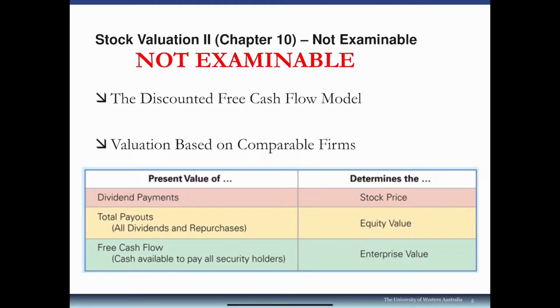If you look at this table down below, when you're looking at dividend payments, it determines the stock price, because stock is like a security that allows you to receive dividends. When you're using total payout, that allows you to determine the equity, because you're looking at the shareholders as a whole group. Dividends are one type of income. Share repurchase is also one type of income back to the shareholders, because it buys shares back from them. And the third one is the free cash flow.